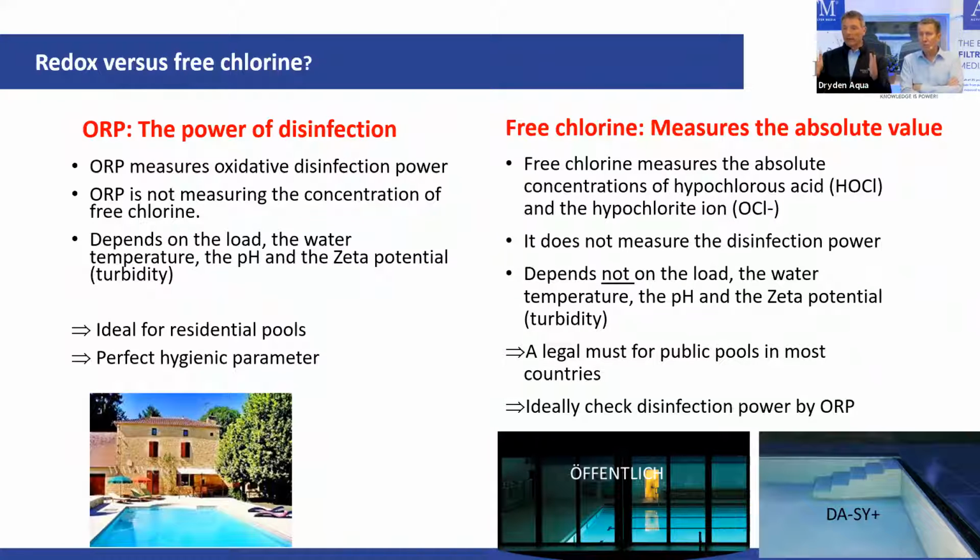We regulate the pools between 0.3 to 0.5 free chlorine, and we double check the power of the disinfection with ORP, and that should be 720. But again, ORP is much less expensive than free chlorine. It's also easier to operate. I think for residential pool, it's absolutely perfect to use ORP.